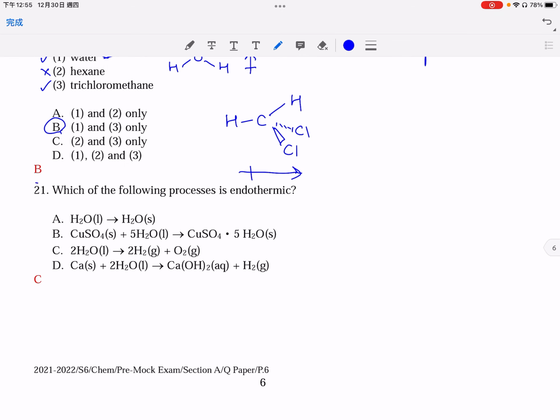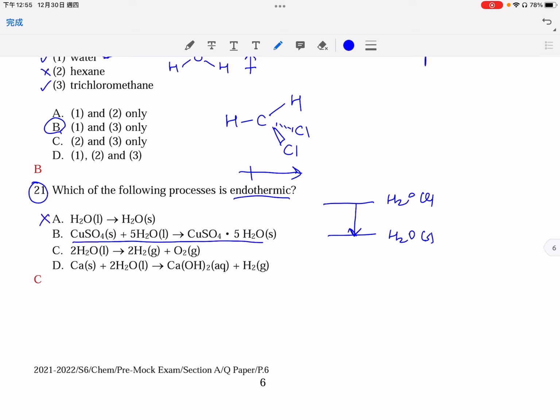Question number 21. Endothermic. For option A, make sure you know that H2O liquid and H2O solid, their relative enthalpies are like this. So to change from H2O liquid to H2O solid, it is actually an exothermic process, a decrease in enthalpy. So A is not the answer.